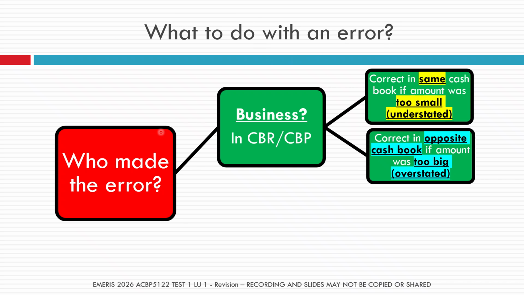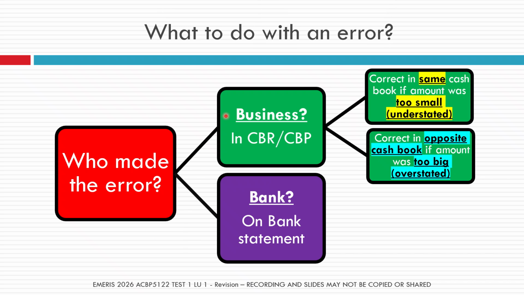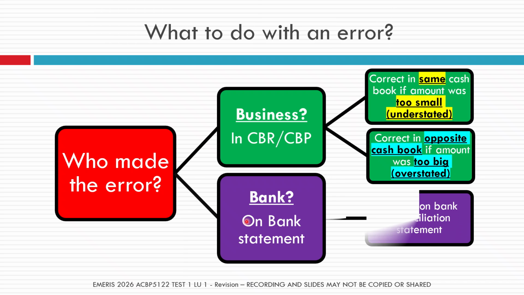Okay, so we said we're going to ask the question, who made the mistake? And it can either be the business that made the error, or it can in fact also be the bank that makes an error, and the error is then on the bank statement. So where will we correct these types of errors? These types of errors will be included on the bank reconciliation statement.